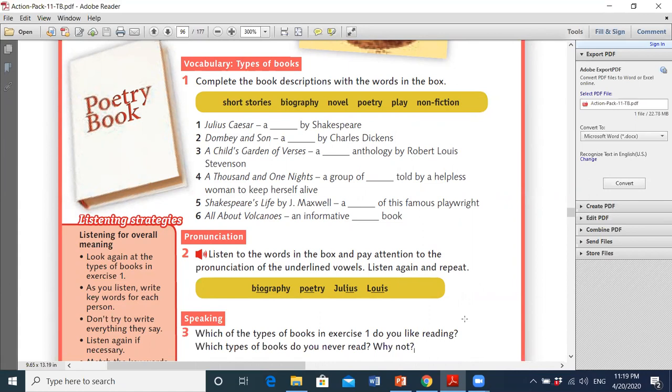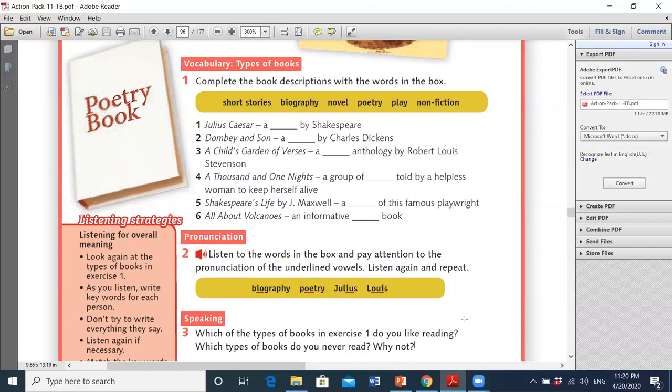Notice, Julius Caesar. Notice it's written in italics, so it's a title of a work. I don't know if you've heard of it, but this is a very, very famous play by Shakespeare. So Julius Caesar is a play by Shakespeare. Dombey and Son, we just mentioned it in the reading. Dombey and Son, what is it? It's a novel by Charles Dickens. Number 3, A Child's Garden of Verses. Verse means poetry. So from the title, I can guess that it is a poetry anthology. Notice the meaning of the word anthology. An anthology is a collection of stories or a collection of poems in one book.